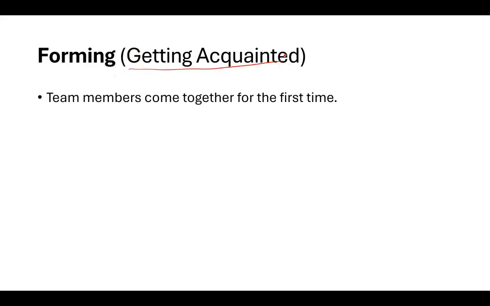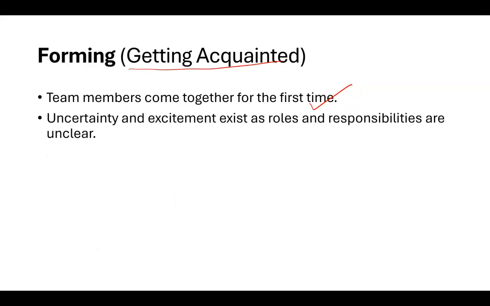Okay, let's talk about the first stage, and that is called forming, which actually means getting acquainted with each other. So what is getting acquainted? When random people come together for the first time, that is where the forming stage begins. In this stage, generally there is a lot of uncertainty. We don't know who the people coming in are. Most of the people are new to each other. So there is a lot of uncertainty and excitement as well, because people are excited to meet each other. People are excited to know what role they are going to get, what responsibilities will be there.